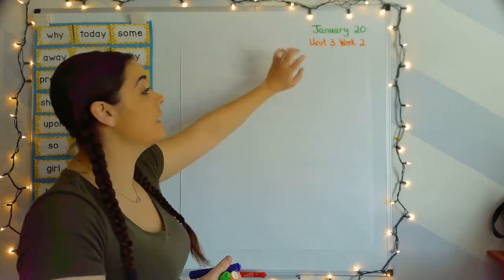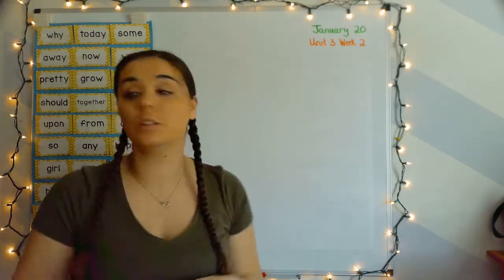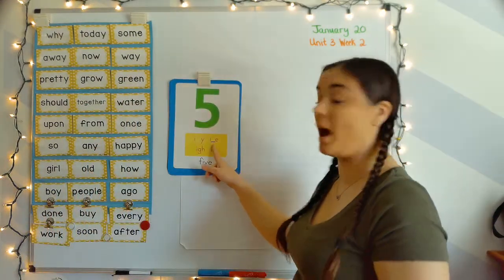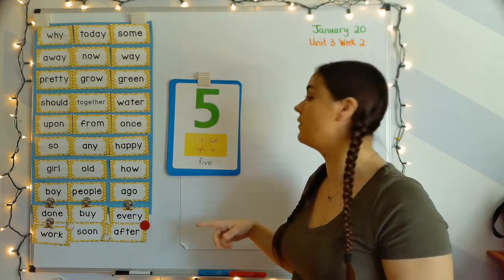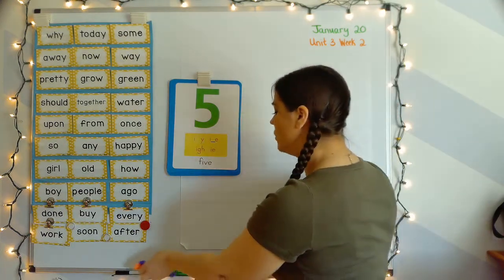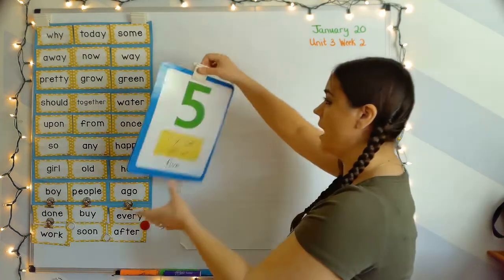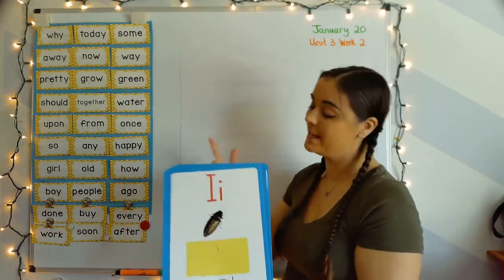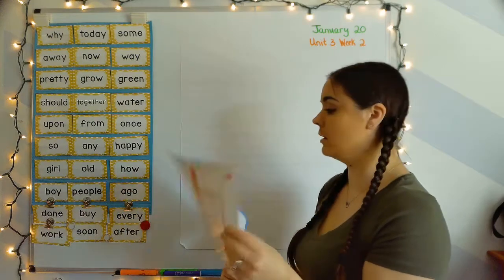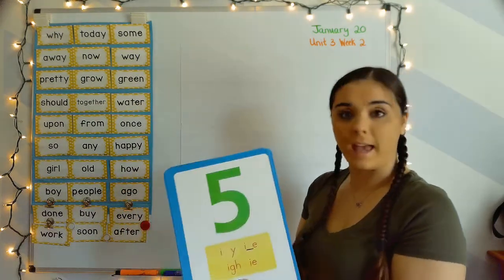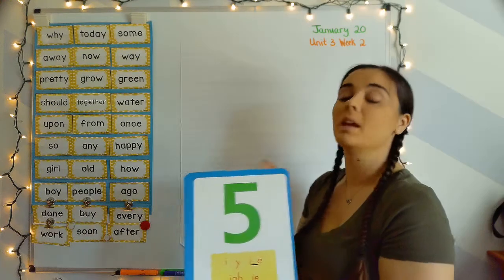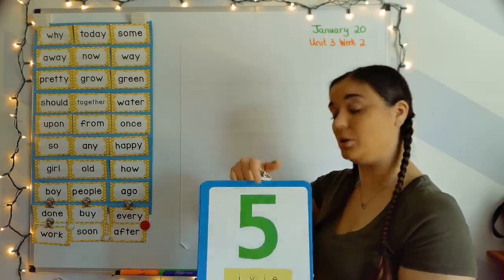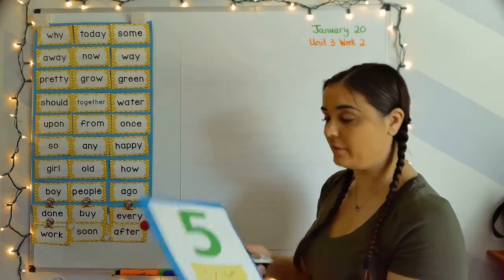Today's January 20th, and we are working in Unit 3, Week 2, which is working on that long I sound, the I blanky, which just says its name in the alphabet, I. Normally we know that I would say I, like the insect card, but now we're learning that vowels like A, E, I, O, and U can say the long sound too, which is I, like the sound you hear in the middle of five.